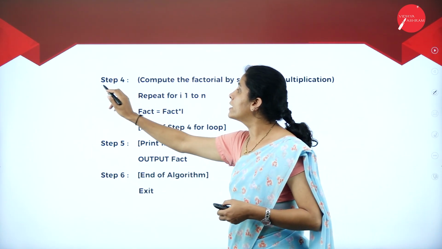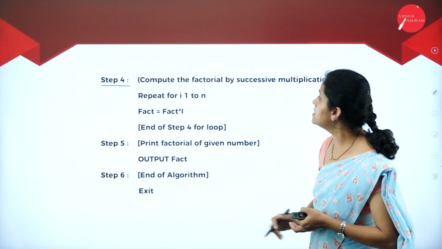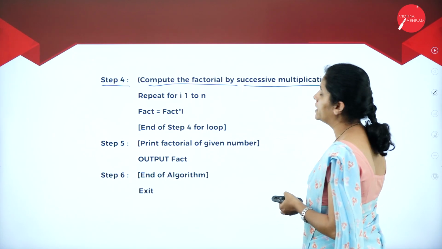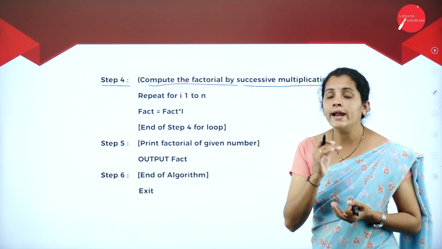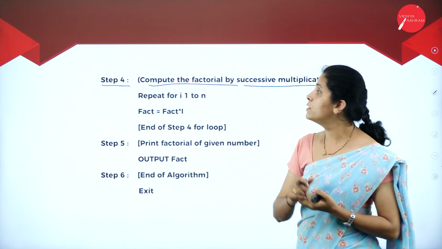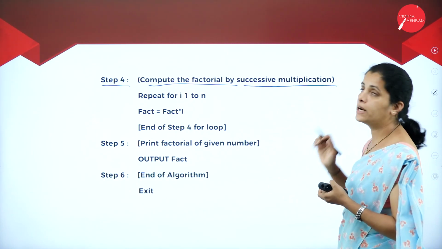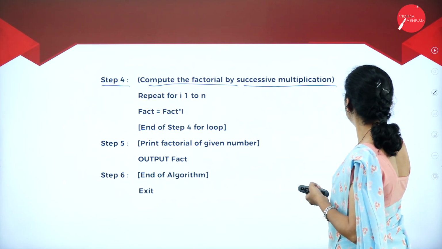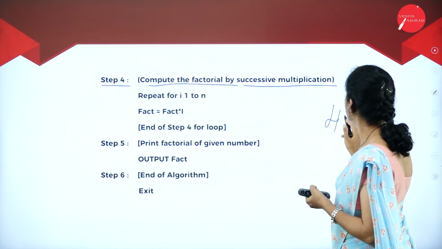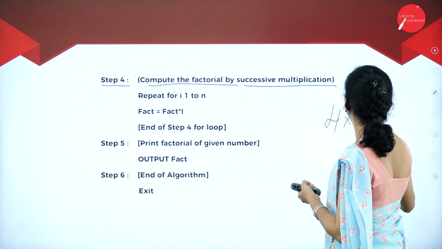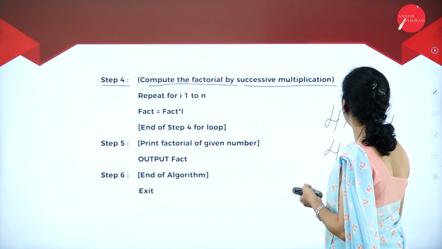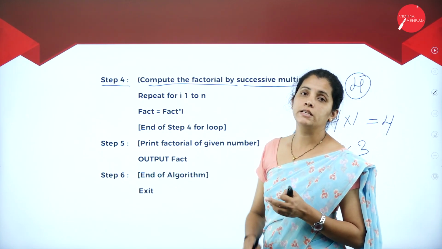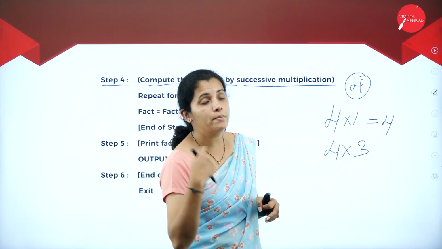Then, I'm going to write step 4. That is, compute the factorial by successive multiplication. That means, to find the factorial of a given number, I want to multiply each value together. For example, my n value is 4. Initially, I have 4. 4 into 1, it is 4. Then once again 4 into 3. Why is it 3? That is n minus 1. That means each time I'm going to decrement n by 1.